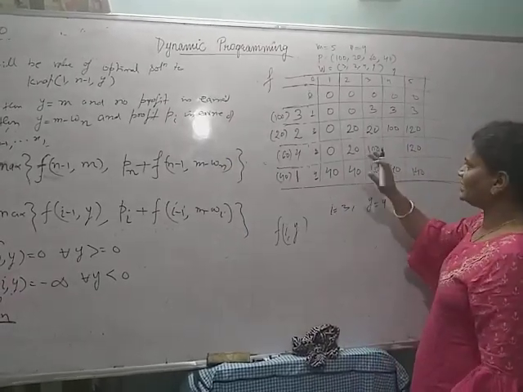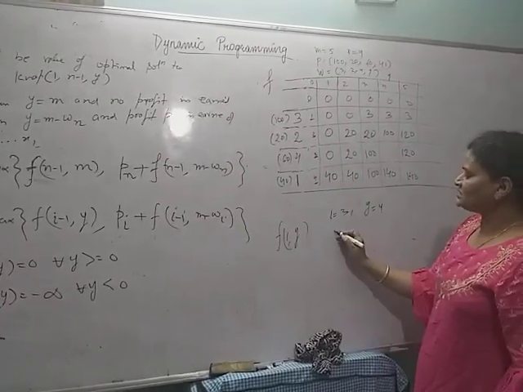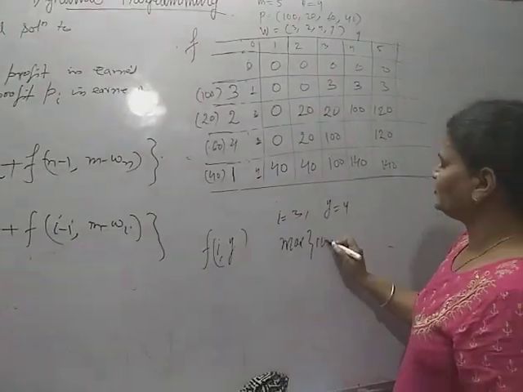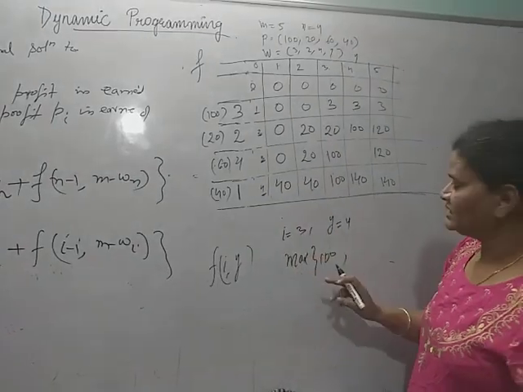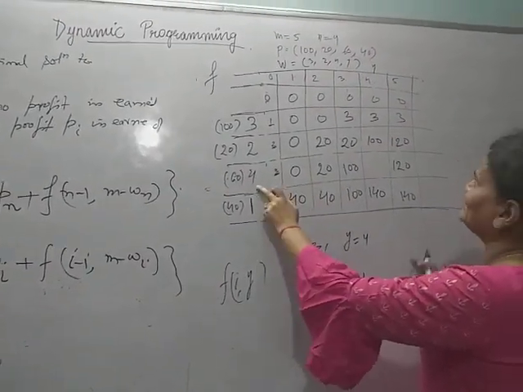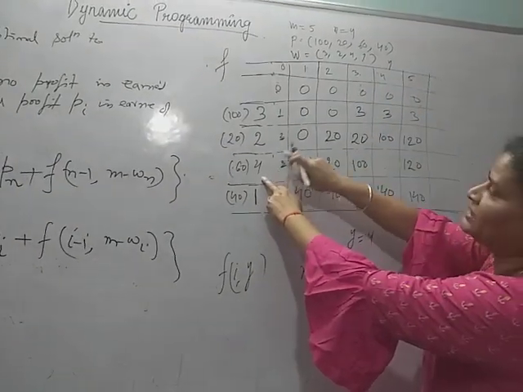Here again, the fourth object. Simply we find the maximum of either the fourth object or 100 if the fourth object has not been considered, and then if the fourth object is considered, then 4 minus 4 is what?